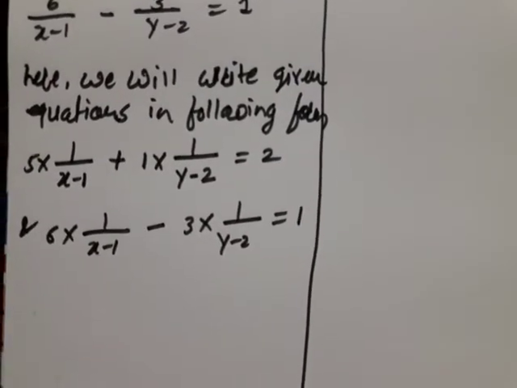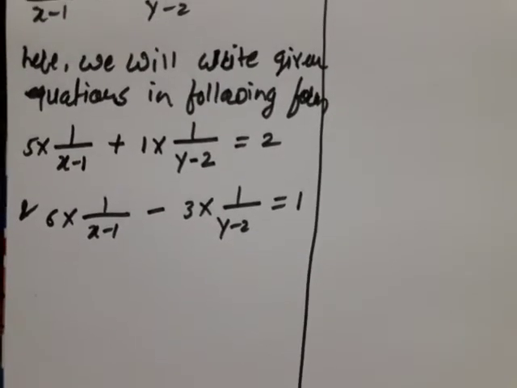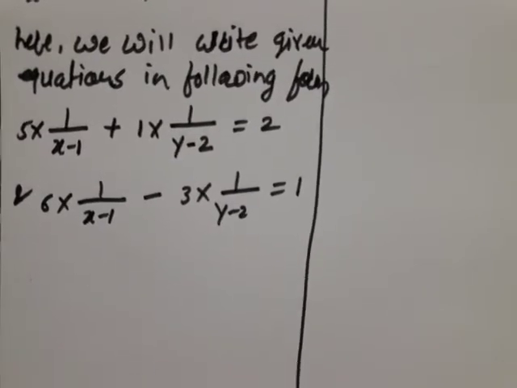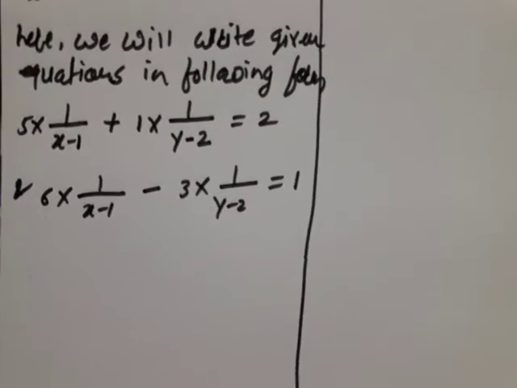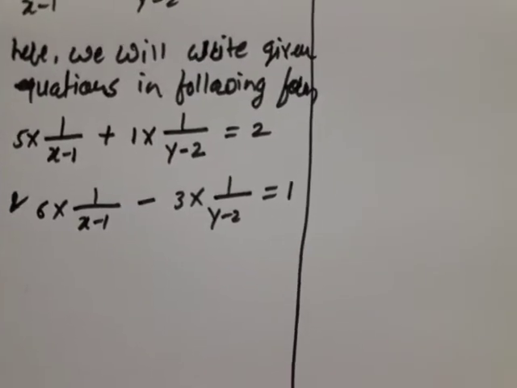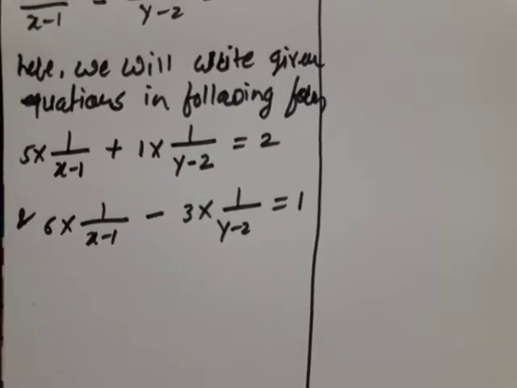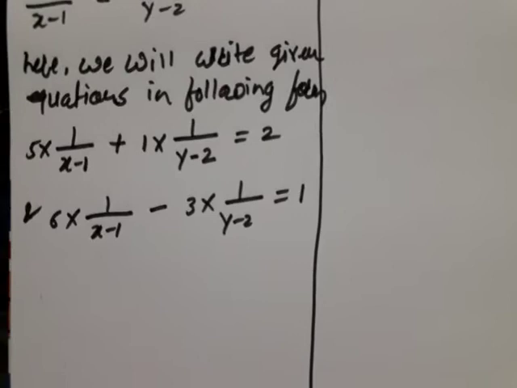Now what we are going to do? Here we will put, instead of 1 upon x minus 1, one of the other variable, and instead of 1 upon y minus 2, one of the other variable. Then by multiplying those variables with 5, 1, 6, 3, we will get the equations. And we have to solve these equations by using any one method. As you know, there are three methods: substitution method, elimination method, and cross multiplication method. We have to select any one method.